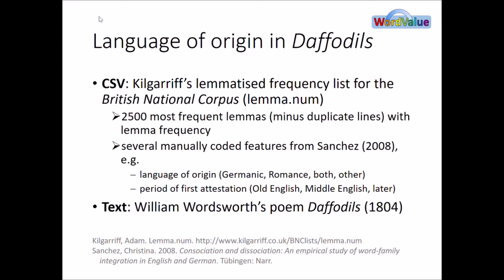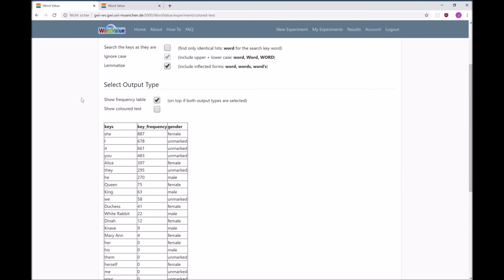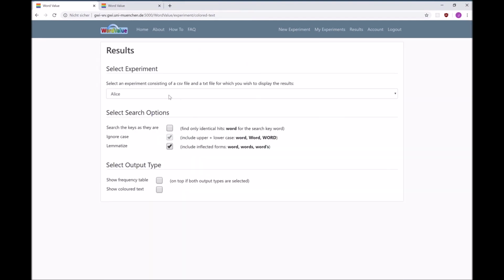The text is William Wordsworth's poem Daffodils. You will see several color coding searches, firstly for the categorical variable language of origin, secondly for the numerical variable BNC frequency, and thirdly for the ordinal variable period of first attestation. To demonstrate how we can color code our words in context, let us now switch to the next experiment, William Wordsworth's poem Daffodils.